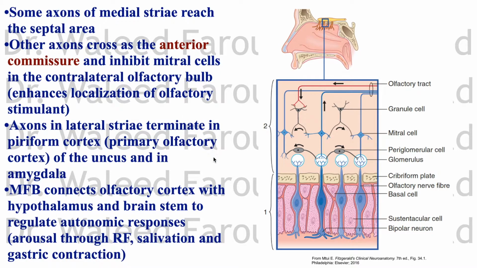Axons of the lateral stria terminate in the pyriform cortex or primary olfactory cortex of the uncus and the amygdala, and the so-called medial forebrain bundle connects the olfactory cortex with the hypothalamus and brainstem to regulate autonomic responses like arousal through the reticular formation, salivation when thinking of food or watching food, and gastric contractions when watching or smelling food being prepared.